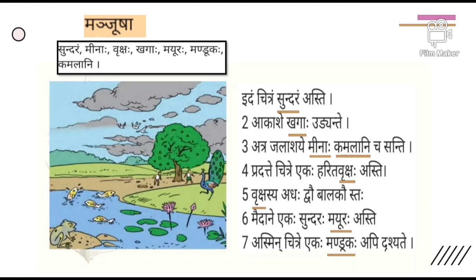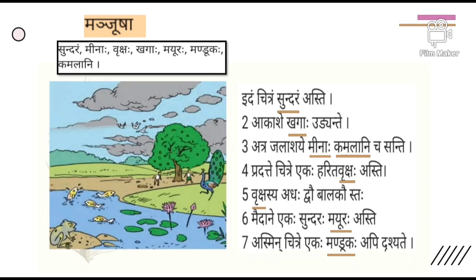We go to the next picture. And one minute, let me explain the slide here, one by one. Idam chitram sundaram asti. In the first sentence, sundaram is the visheshana pada. Altogether the picture looks very beautiful. That's why, sundaram asti. The next one, akashe khagah udyante. Khagah, the word given in the bracket or in the manjusha. So we used that word also.